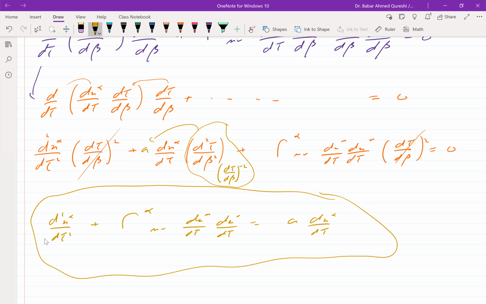But if you are asked to construct a straight line, then you can start from the simpler form of the geodesic equation and solve it. Because once you solve it, you will get a straight line which will automatically be affinely parameterized. So that's how it goes.